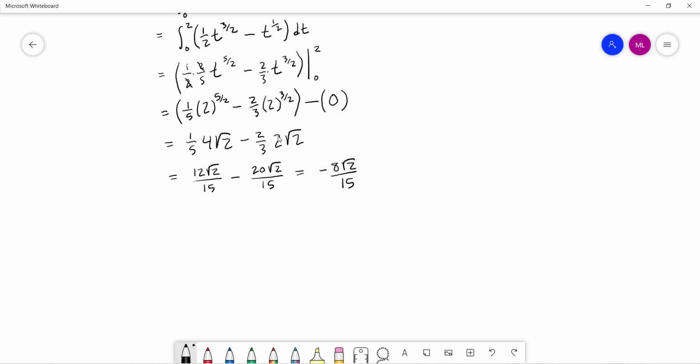Let's see here, is that right? Hopefully I didn't screw this up. Flip the sign, to get 8 root 2 over 15 units squared. Let me just make sure I didn't do an obvious mistake here. Nothing that I see, at least. And so I'll just assume that hopefully I didn't screw that up.